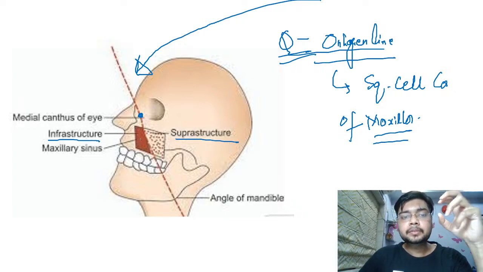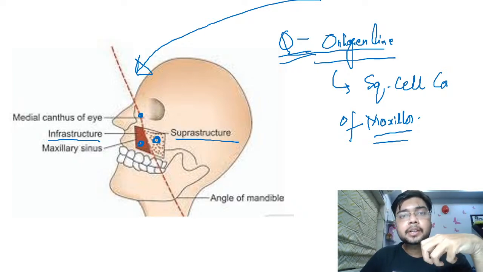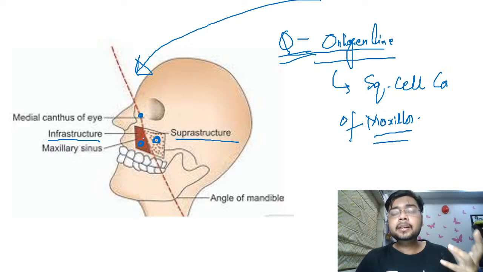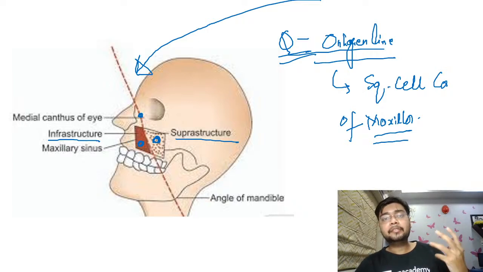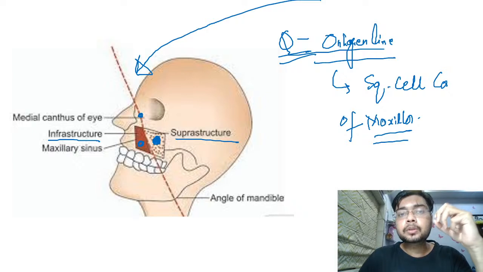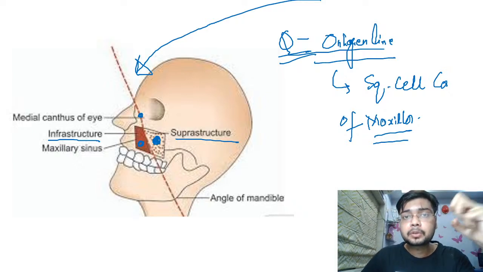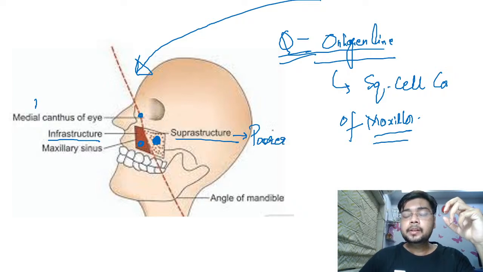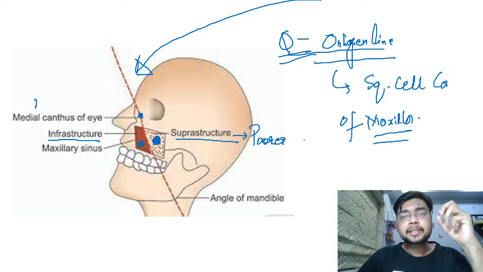Any tumor lying in the suprastructure and any tumor lying in the infrastructure have different prognosis. Prognosis means the results after the operation. In the suprastructure, tumors will be closer to the orbit and closer to the cranial nerves, and that is why suprastructure tumors have a poorer prognosis. So this is the significance of Ohngren's line that is used for squamous cell carcinoma of the maxilla.